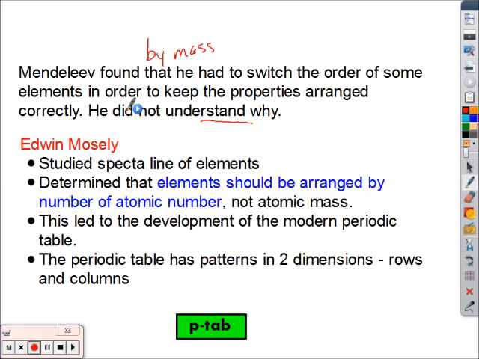So Moseley came along a few years later, and he looked at the spectra of the elements and figured out that if we arrange things by atomic number, not atomic mass, we don't have to worry about flip-flopping things and switching things around. He could actually explain the arrangement, and only a few elements actually changed, but it was a way of improving on Mendeleev's table. And he found that the periodic table he set up has patterns in 2 dimensions, going down and going across.